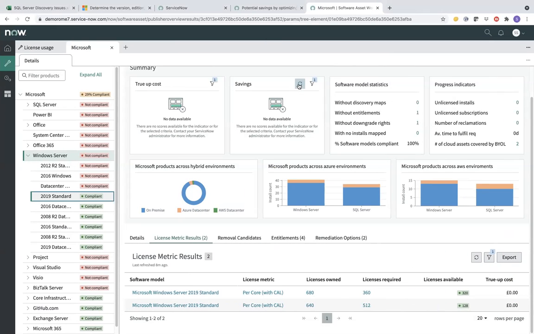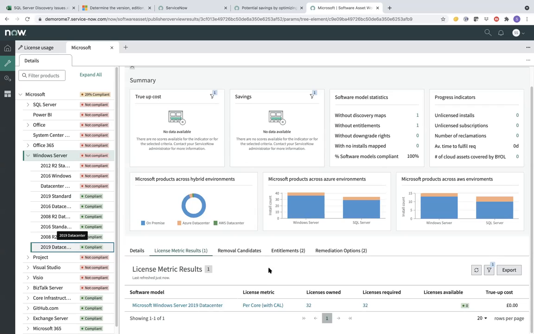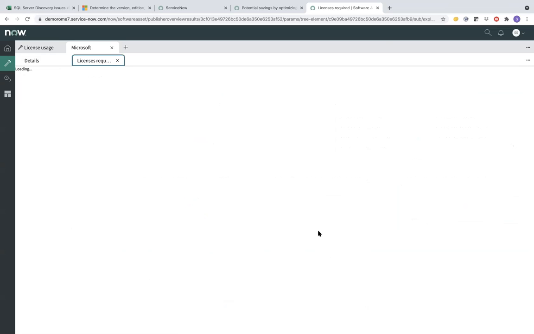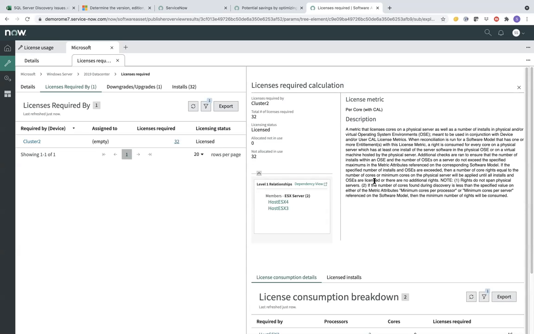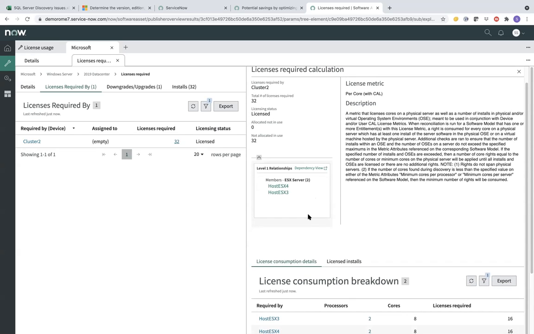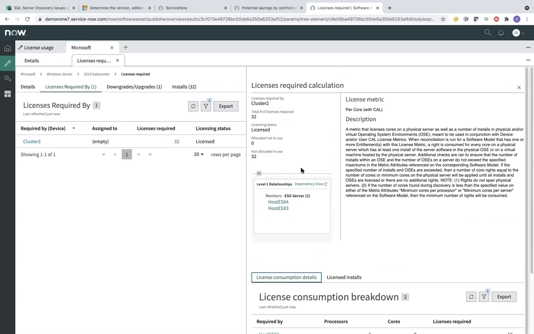On the product, you can see that I've opened up 2019 Standard, and there is 2019 Data Center. And you can see here that the rights owned by the customer are 32, and the licenses required are also 32. That means that all those 32 rights got consumed by cluster 2. If I go to cluster 2, I can easily see that there were these 2 hosts in the cluster, and they consume all the rights, that is 32 rights. And this means that data center licenses were completely applied to cluster 2.